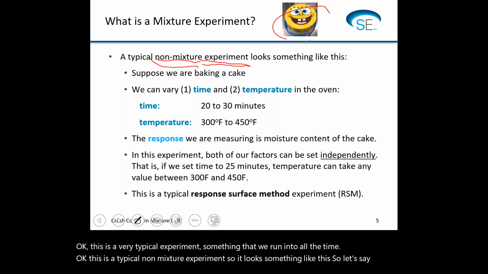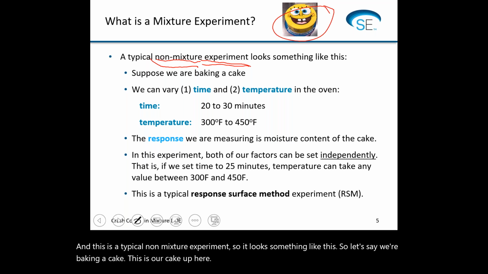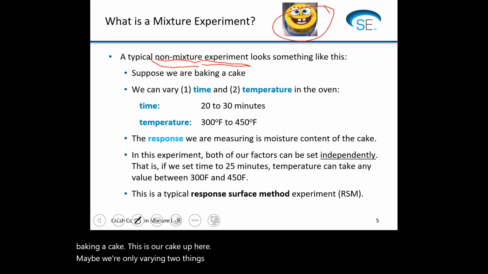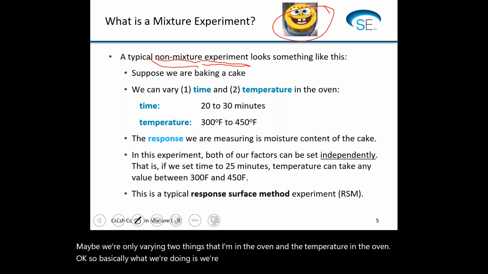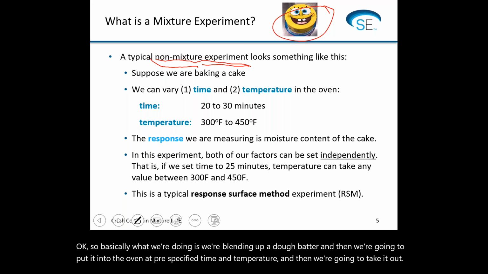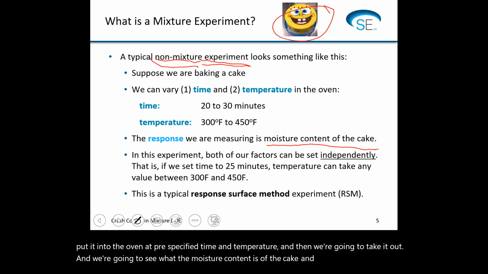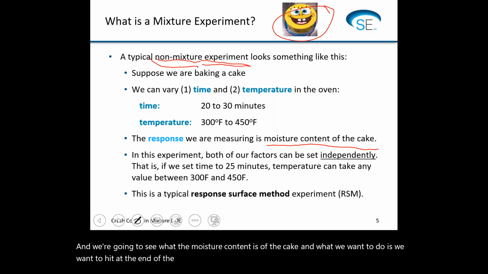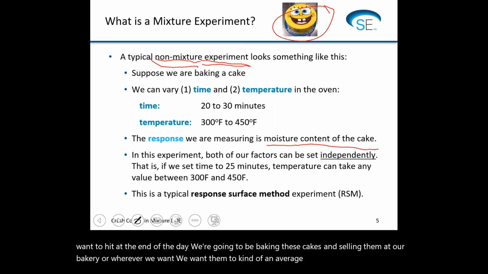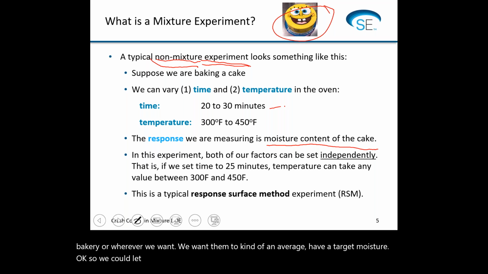So let's say we're baking a cake. This is our cake up here. Maybe we're only varying 2 things, the time in the oven and the temperature in the oven. So basically we're blending up a dough batter, and then we're going to put it into the oven at a pre-specified time and temperature, and then we're going to take it out and see what the moisture content of the cake is. And at the end of the day, when we're baking these cakes and selling them at our bakery or wherever, we want them on average to have a target moisture. So we could let time go from 20 to 30 minutes and the temperature go from, let's say, 300 to 450 Fahrenheit.